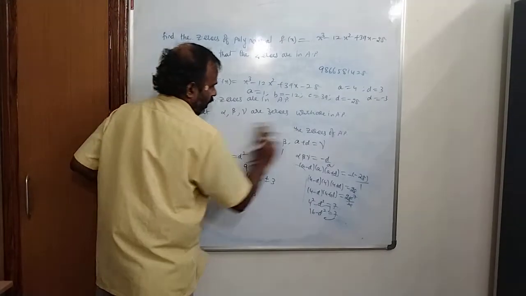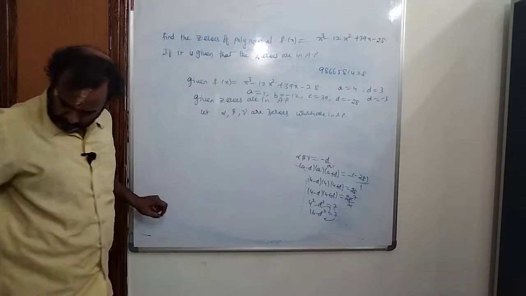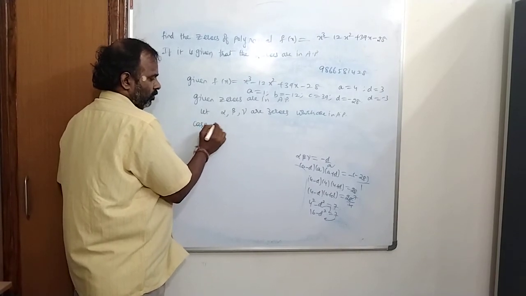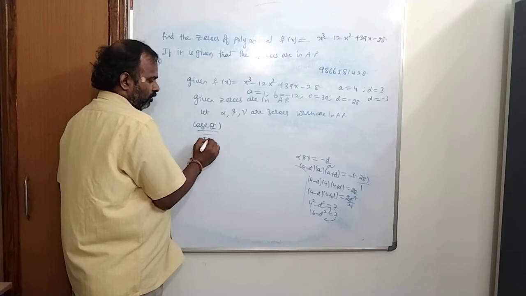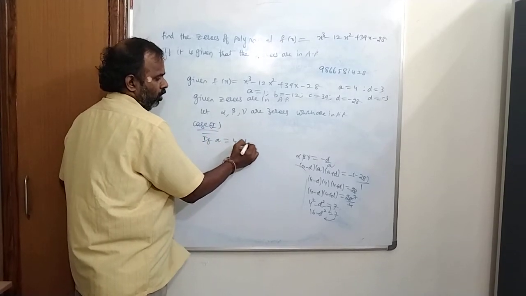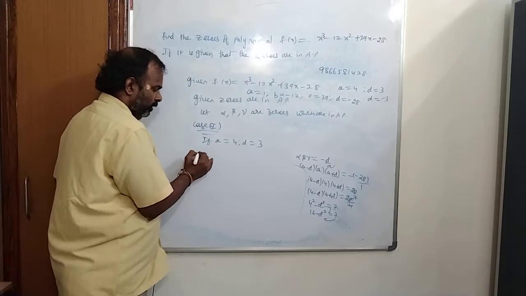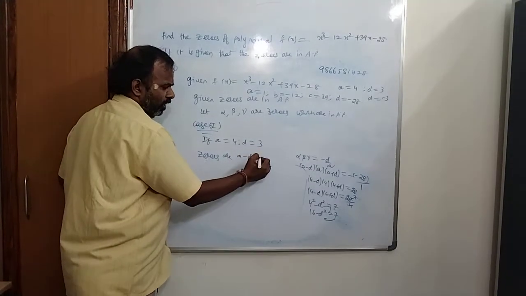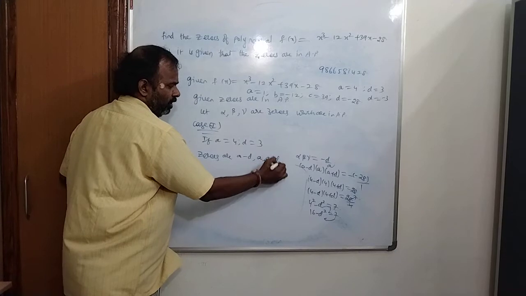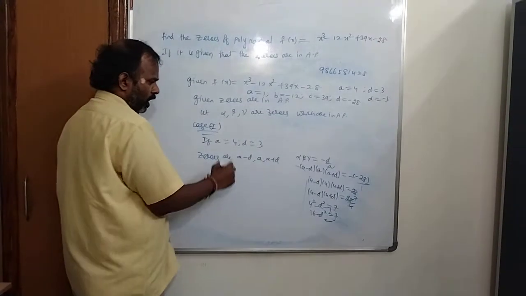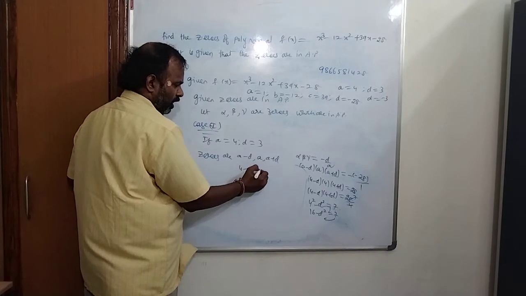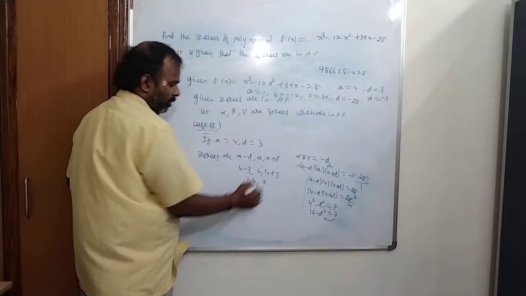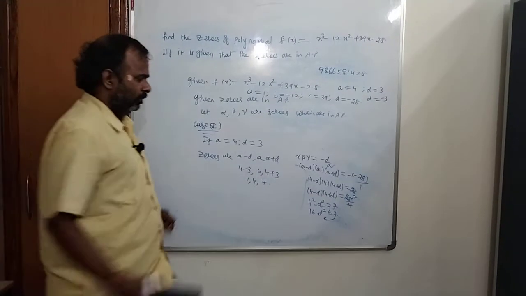Now let us take case 1. If a is equal to 4 and d is equal to 3, then what are the zeros? First let us write the general form, a minus d, a, a plus d. So a minus d, 4 minus 3, a is 4, and this is 4 plus 3. 1, 4, 7. This is case 1.